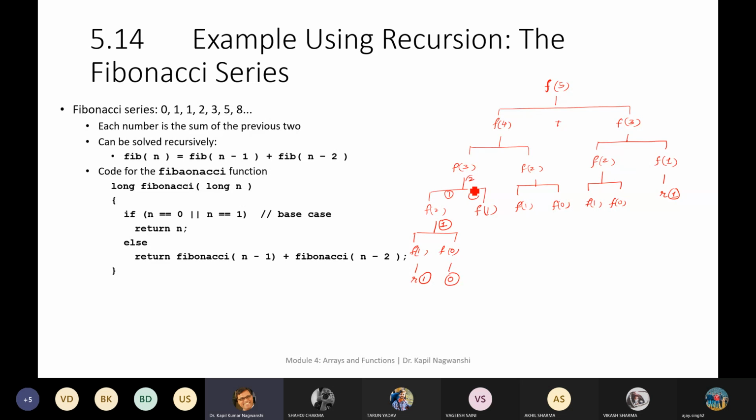This one and this one will return 2. This one and this 0 will become 1. This one and this 0 will become 1. And this one is 1. 1 plus 1 is 2. Okay. This 2 plus 1 is 3. And 3 plus 2 is 5. So 5 is the answer.